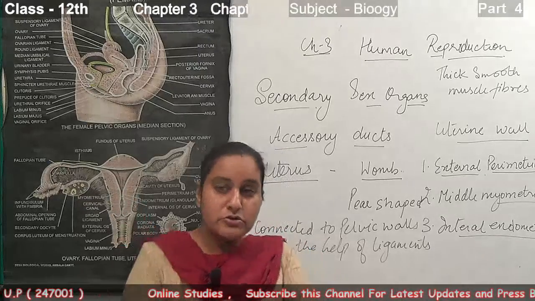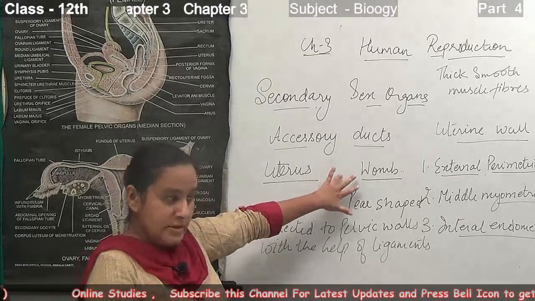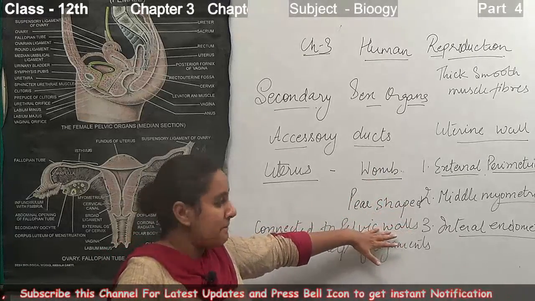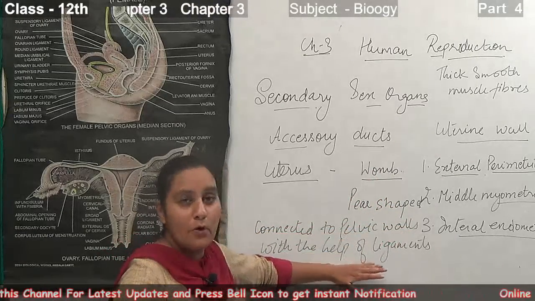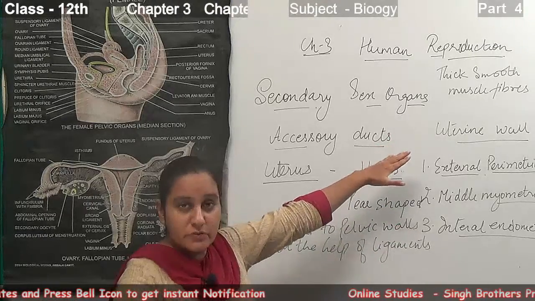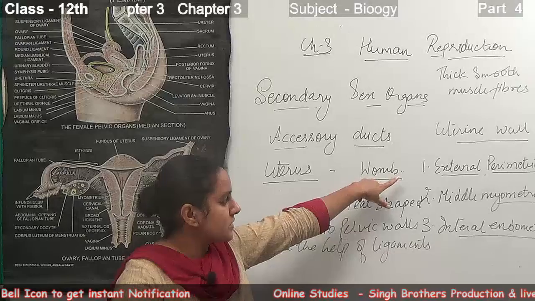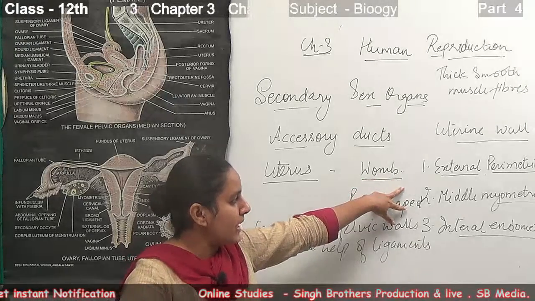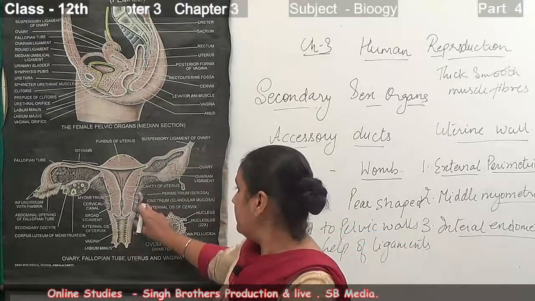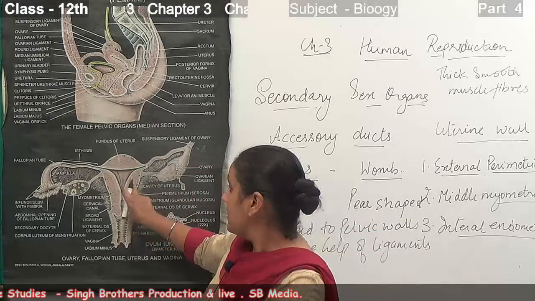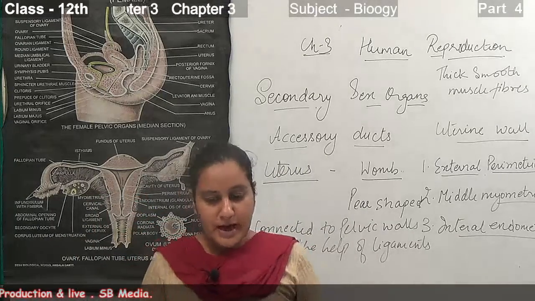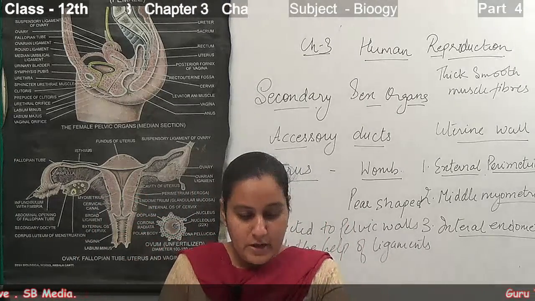So the uterus is the womb, commonly known as womb. It is pear shaped. It is connected to the pelvic wall with the help of ligaments. It has 3 layers in the uterine wall: external perimetrium, middle myometrium, and the internal endometrium. Here are the perimetrium, myometrium, and the internal endometrium, which have different functions.